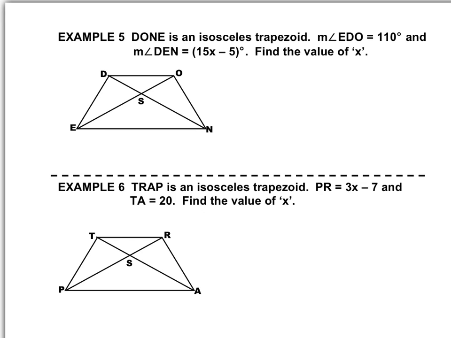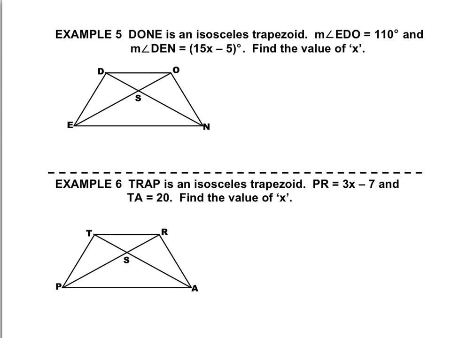In example 5 here, it says DONE is an isosceles trapezoid, which means all those properties in that table are true. The legs are congruent, the base angles are congruent, and the diagonals are congruent. Now, it looks like we're talking about angles in this problem, from the angle symbol and the degrees. They say that EDO, that's this guy right here, is 110 degrees. They want to know what is DEN.